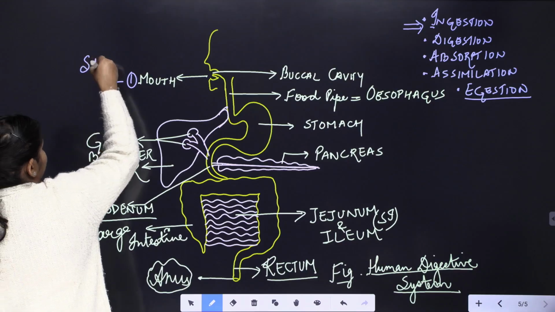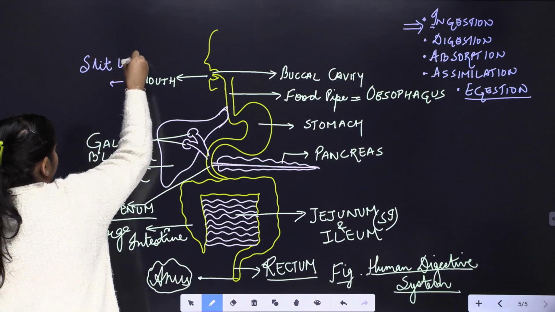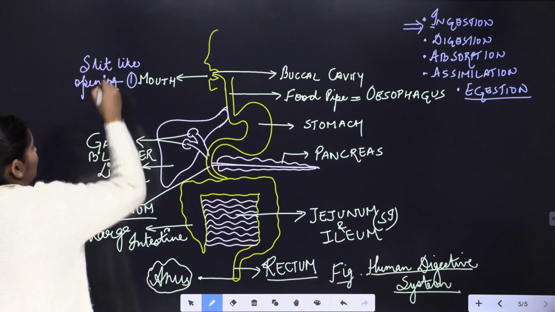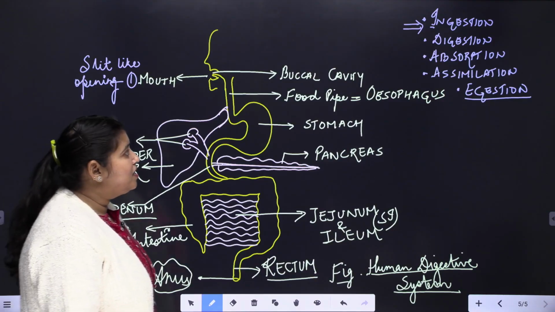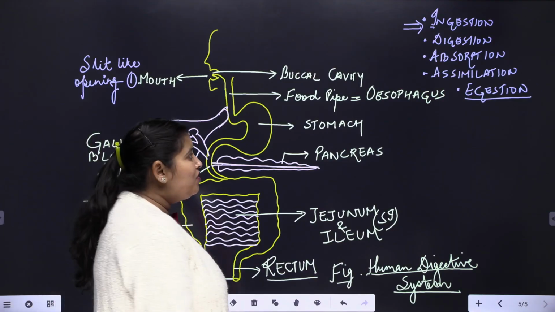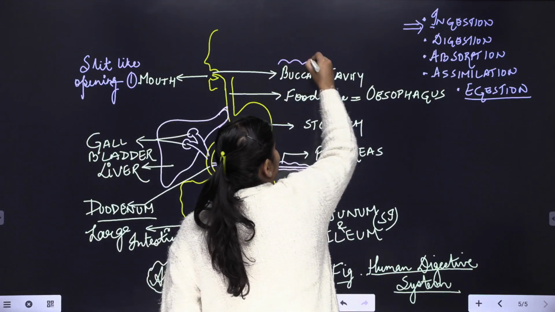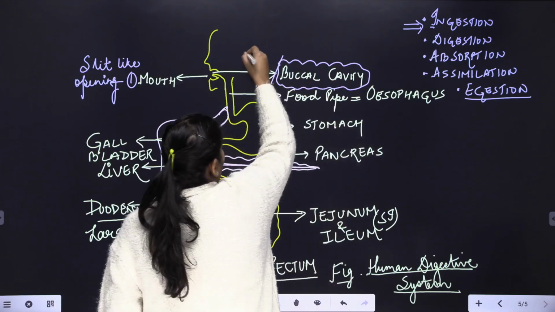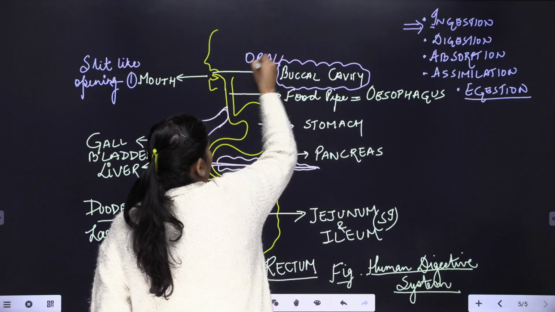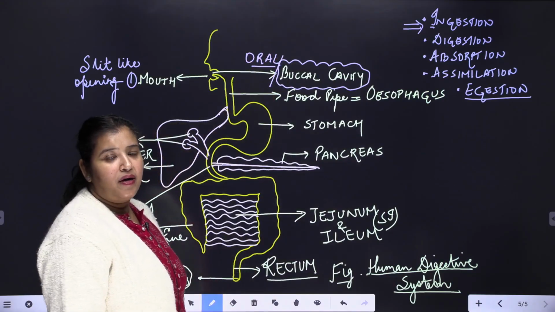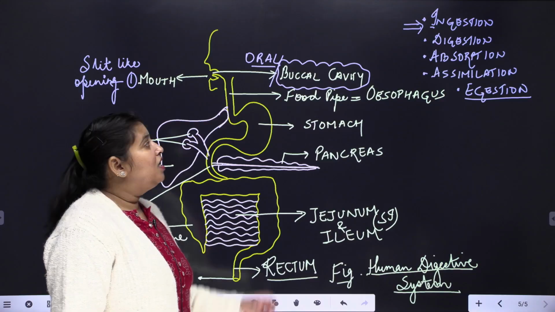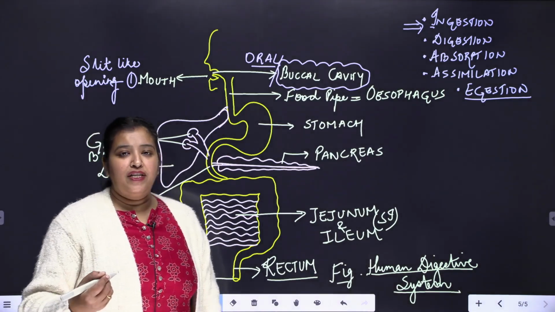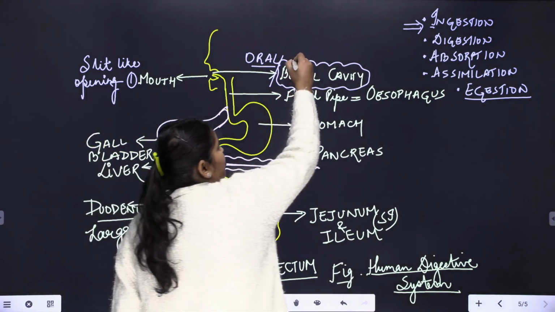So it is a slit-like opening guarded by lips. All right. This leads into a small space or a cavity which is called the buccal cavity. Buccal cavity is also known as the oral cavity. All right. Now, this buccal cavity, I told you already in the flowchart that there are three parts.